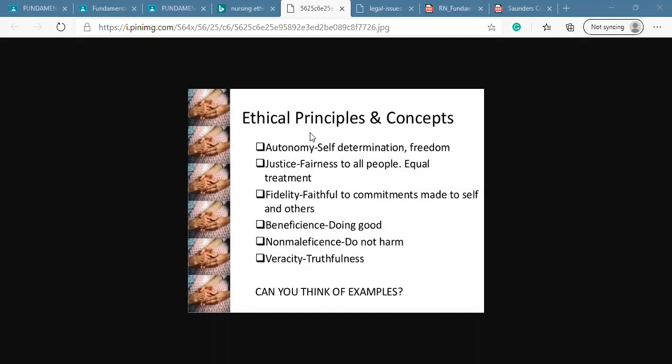So all of these are called the ethical principles: autonomy, justice, fidelity, beneficence, non-maleficence, and veracity.